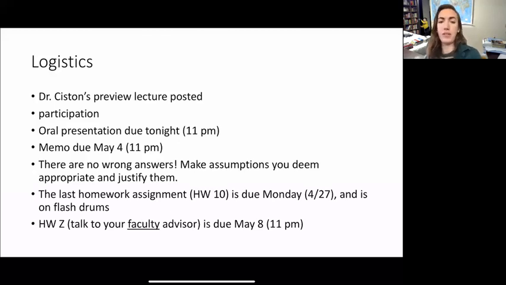I know a couple of you have had issues getting your faculty advisor to respond to emails. Welcome to dealing with faculty members. Let us know if you've emailed them a couple times and given them some time to respond and you still haven't heard back. We can help.